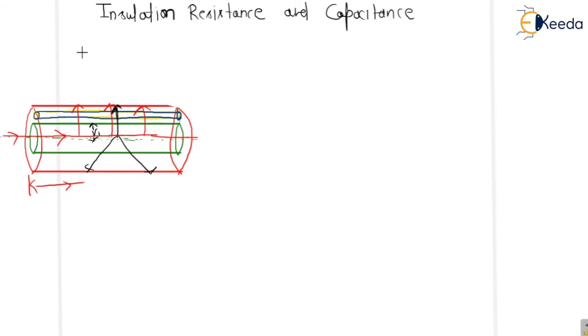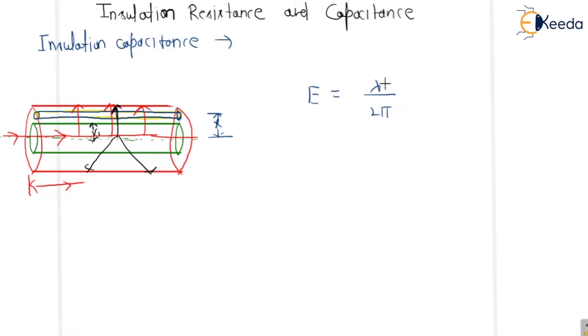Now we will find the insulation capacitance. If we are finding the insulation capacitance, then at a distance x from the origin, let us assume the electric field is lambda upon 2 pi epsilon naught epsilon r into 1 upon x.